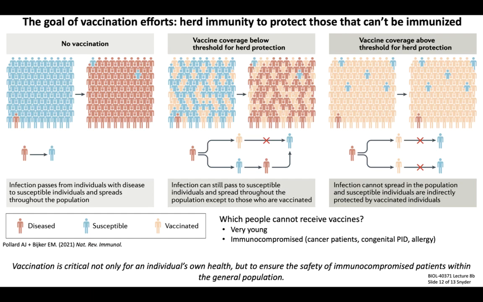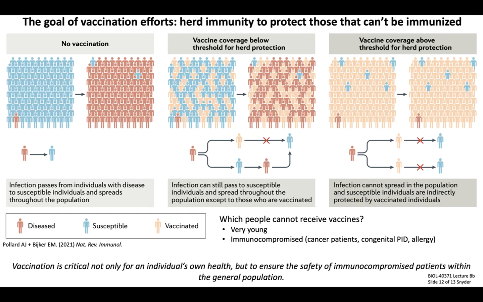In this panel on the left, in a population where everyone is susceptible and nobody has pre-existing immunity to a pathogen, an infected individual, shown in red, can pass infection to susceptible individuals, shown in blue. This is what we observed at the very early stages of the SARS-CoV-2 pandemic.